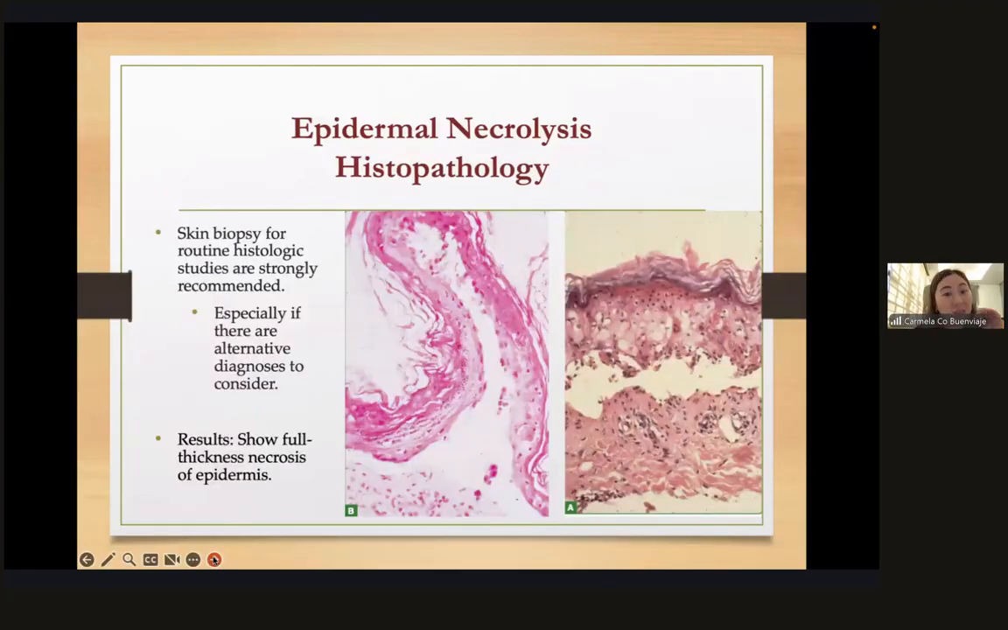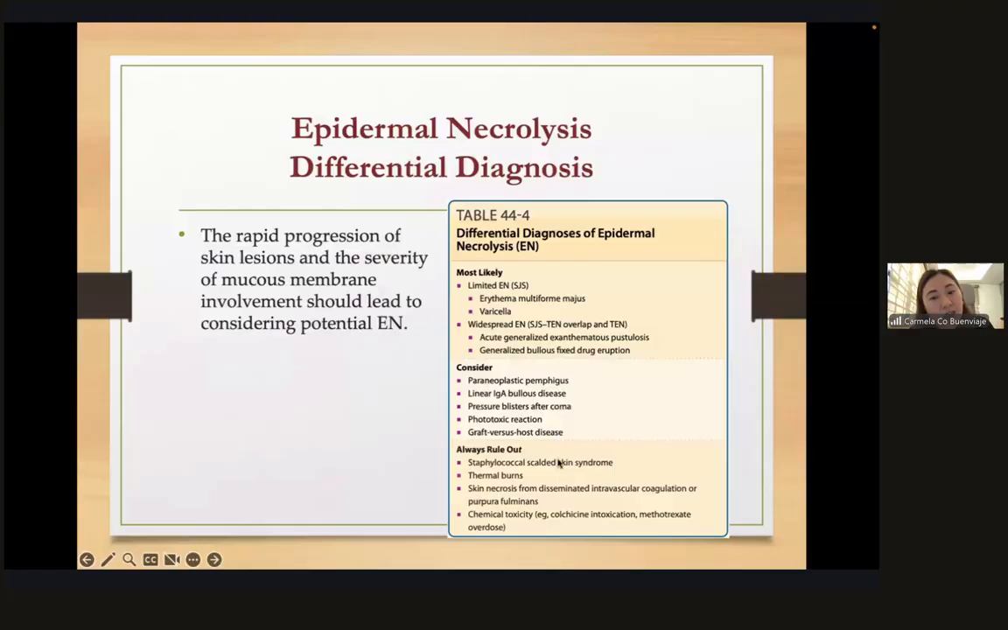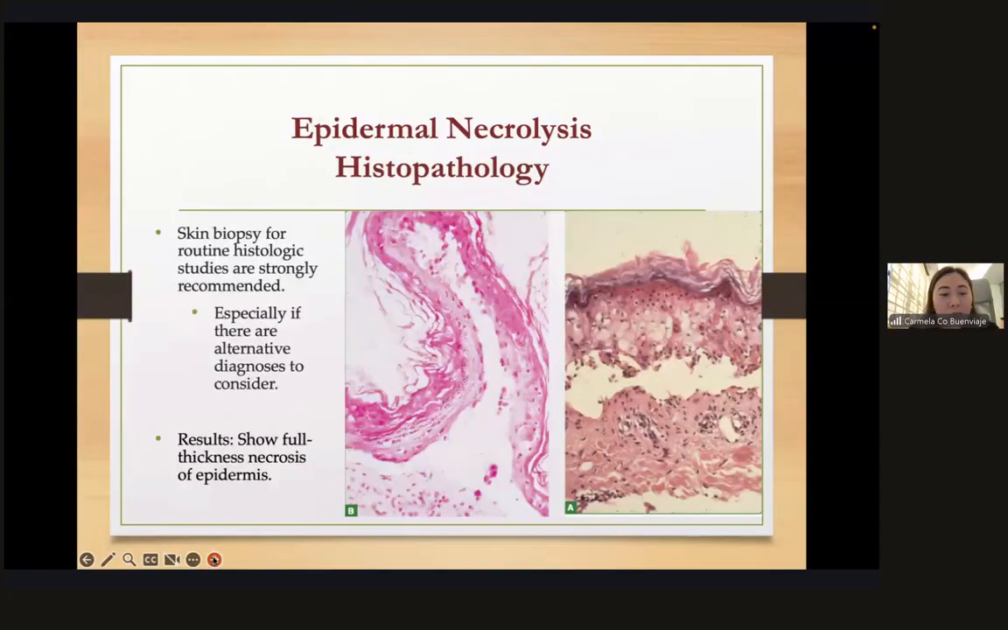So usually we would really need to do histopathology for these patients. We do skin biopsy for routine histologic studies. These are strongly recommended, especially if there are alternative diagnoses to consider. There are a lot of things to consider for patients with blistering disorders. Okay, so on histopathology, we would note full thickness necrosis of the epidermis. So that's why it's called epidermal necrolysis.